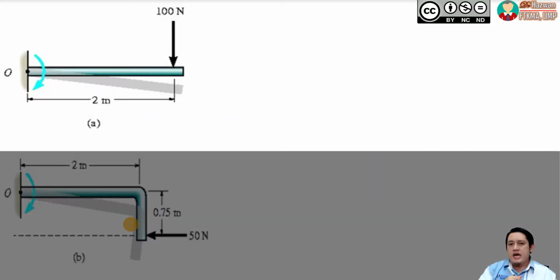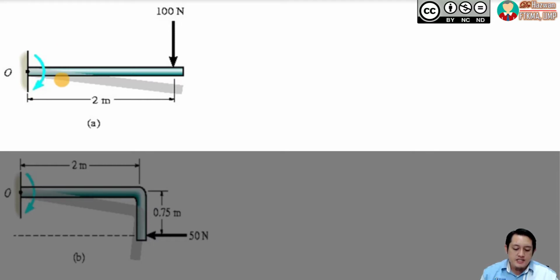So let's take a look at this figure here. Figure A. We have 100 Newton, this one. And then we have a distance which is 2 meter and we have a rotation point which is point O. How to calculate moment in 2D? In the previous lecture also, I already mentioned that we need to make the force and also the distance to be perpendicular to each other.